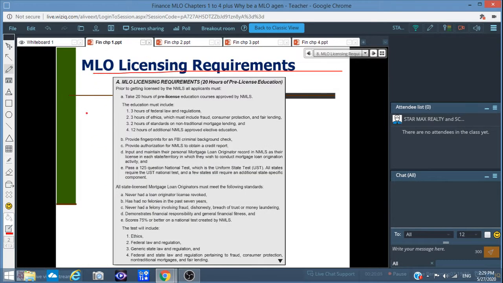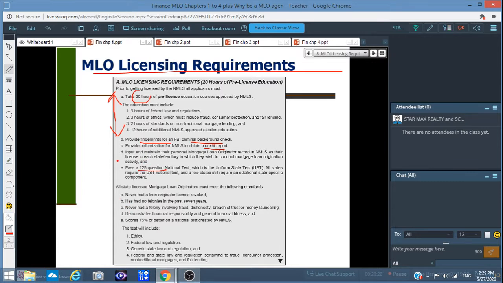MLO licensing requirements. Everything we talked about is here. Your 20 hours. Fingerprint, background check, credit report, 125 question test.